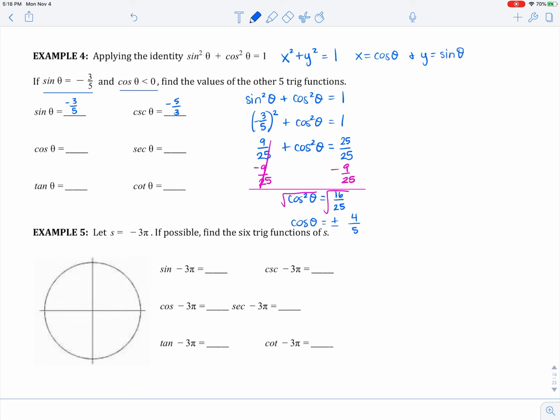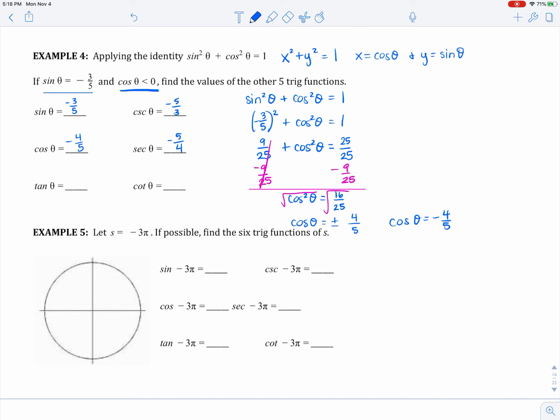It can't be both. So let's go back to the problem, reread it. It tells us that cosine theta is less than 0. So cosine theta is supposed to be negative, not positive. So that tells us that cosine theta is negative 4/5. So we can now find secant. It's negative 5 over 4.